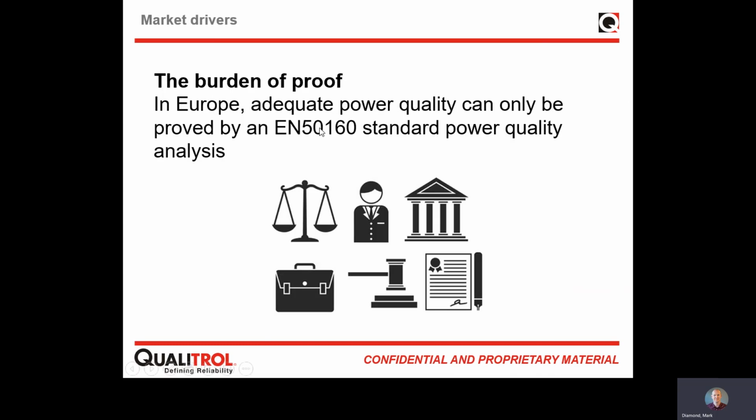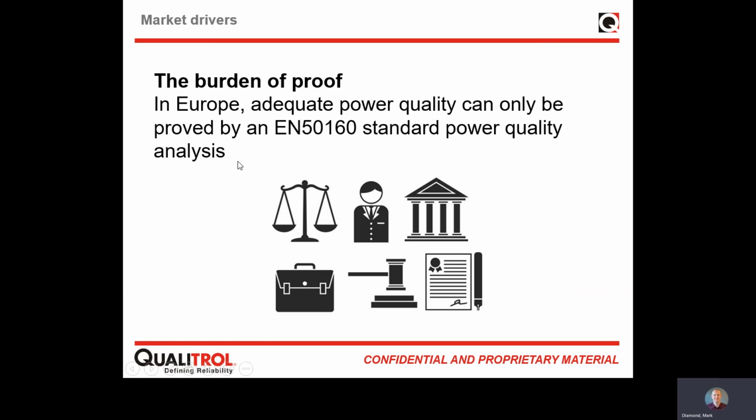If we took, for example, Europe, there is a burden of proof required in Europe, where if there is a power quality issue, the utility has that burden of proof, and they use a standard and a report out, which is the EN 50160, and they use that to show whether their system is providing good or bad power quality.